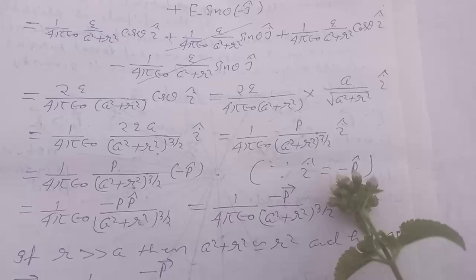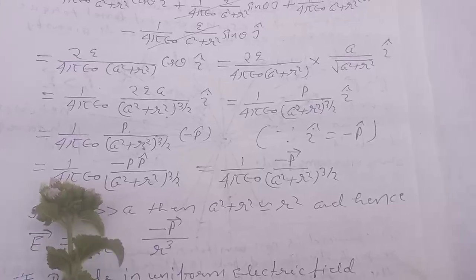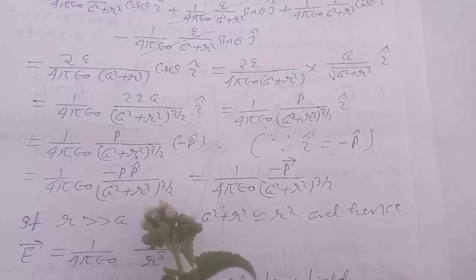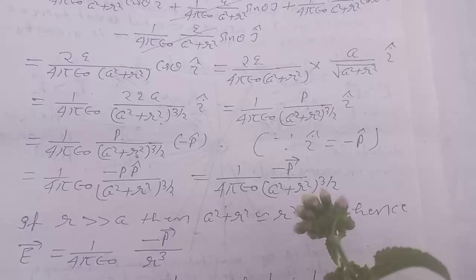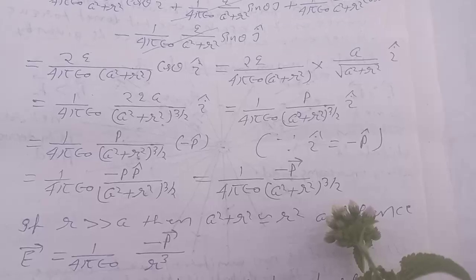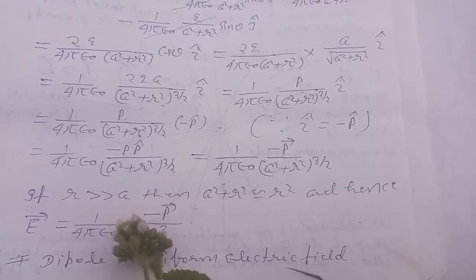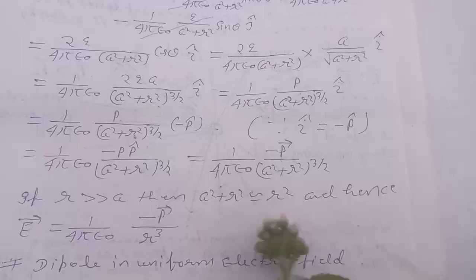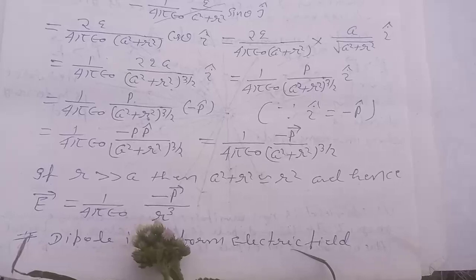because i cap equals minus p cap, unit vector, or equals 1 by 4 pi epsilon naught minus P vector by A square plus R square to the power 3 by 2. If R is very much greater than A, then A square plus R square is equivalent to R square, and hence E vector equals 1 by 4 pi epsilon naught into minus P vector by R cube.